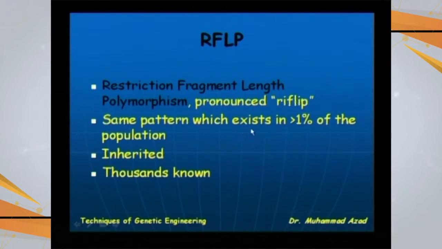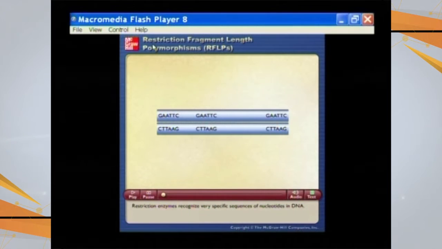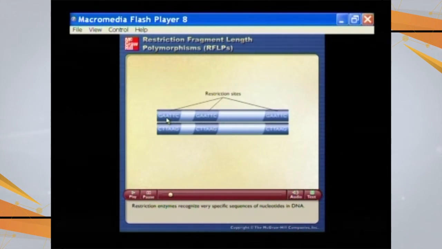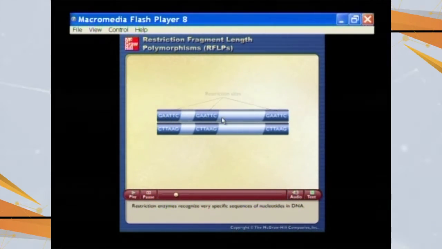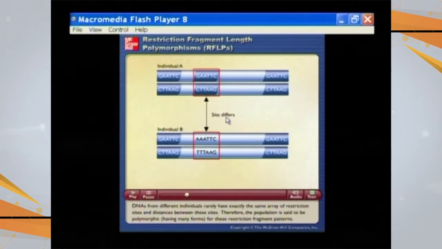The same pattern which exists in more than 1% of the population is inherited, and thousands of these sequences are known. So these are the DNA fragments of various lengths, and these RFLP fragments are isolated by a technique called gel electrophoresis. Looking at one of the animations of restriction fragment length polymorphism, these are the segments with a specific sequence of nucleotides in the DNA, having different sites for restriction.